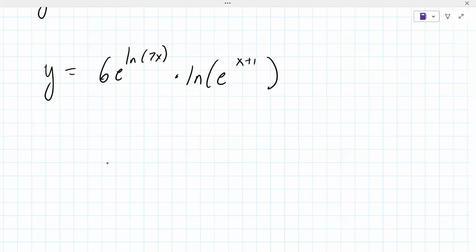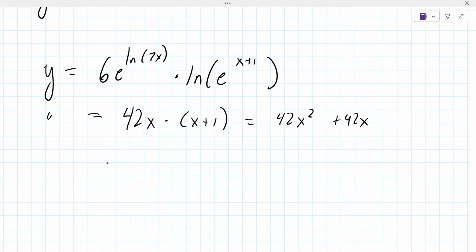Wait, do I have to take a derivative of all that? Well, the first part's 42x, but this is times x plus 1. So you want to distribute. I would not use product rule for that. I would distribute. So 42x squared plus 42x. And then the derivative is 84x plus 42.